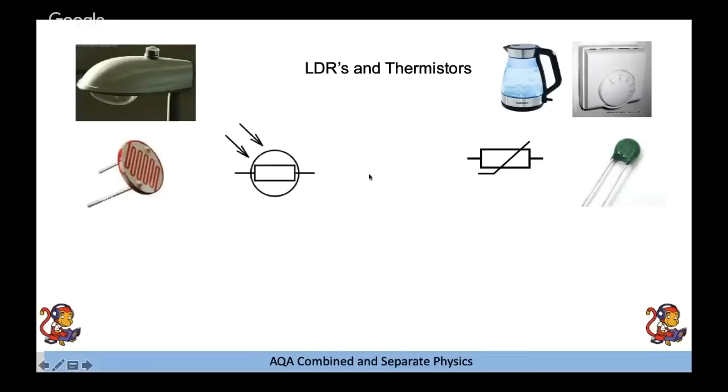Okay, two components you need to know a little bit more about: LDRs and thermistors. Here are the examples for them. An example is a street light. On the top there is an LDR. Thermistors will be in a thermostat, or also in a kettle or oven. Here are their circuit symbols for them both. And you need to know the relationship between, in this case for an LDR, light, and for a thermistor, temperature, and its job of changing the resistance.